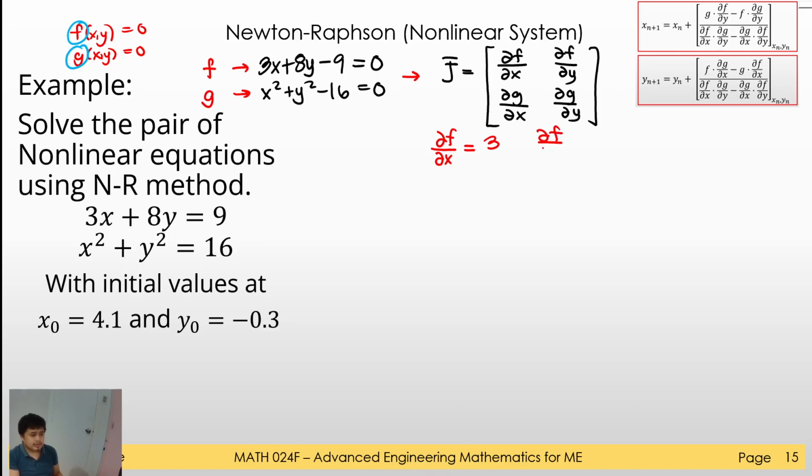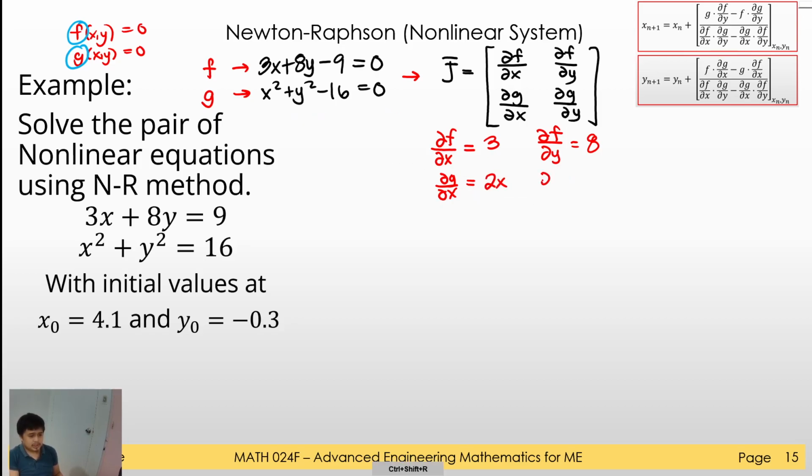And then the partial derivative of f with respect to y. Again, we treat y as the variable and everything else is constant. So the derivative of 3x is 0, the derivative of 8y is 8, and the derivative of negative 9 is 0. And then the partial derivative of g with respect to x. We treat this as constant, so its derivative is 0. The derivative of x squared is 2x.